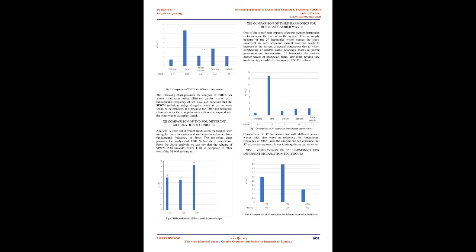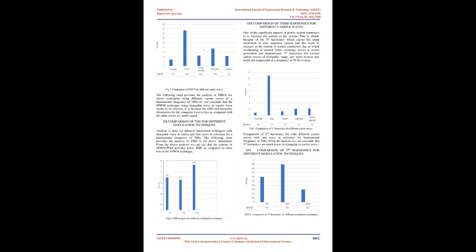Fig 5. Comparison of THDs for different carrier waves. The following chart provides the analysis of THD% for the above simulation using different carrier waves such as triangular, trapezoidal, ramp, sawtooth and reverse sawtooth at a fundamental frequency of 50 Hz. We can conclude that the SPWM technique using a triangular wave as carrier seems to be efficient. It is because the THD and harmonic content for the triangular wave is less as compared with the other waves as carrier signal.